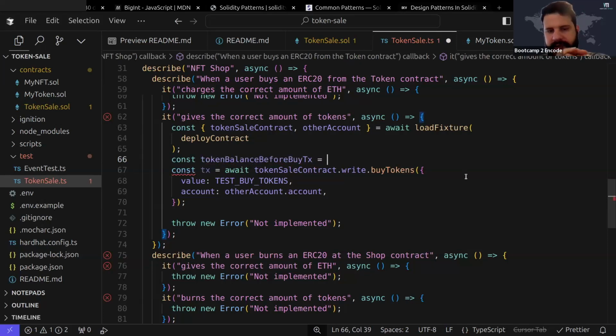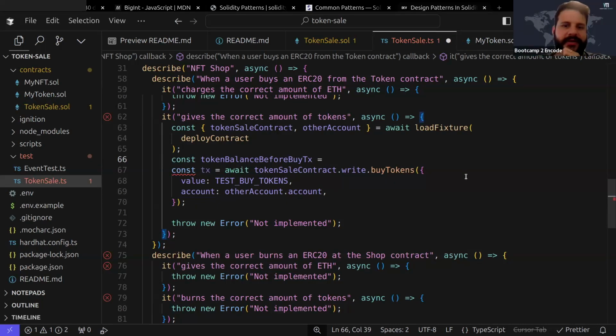How to get the token balance before the transaction? Do you know? Suggestions? Want to quickly apply this? The balance of the address. Okay, but in what object should I pick the balance? In the public client or in something else? Public client.